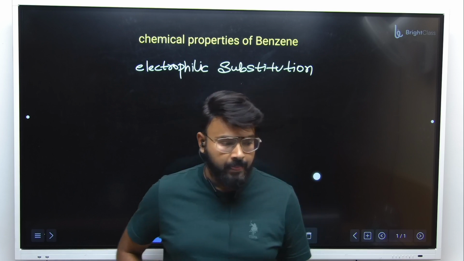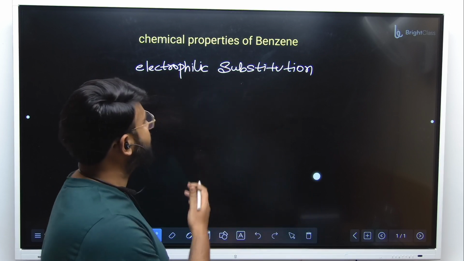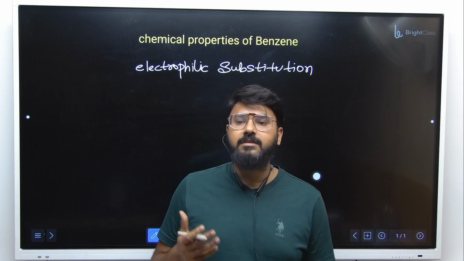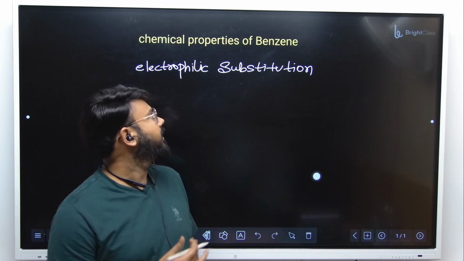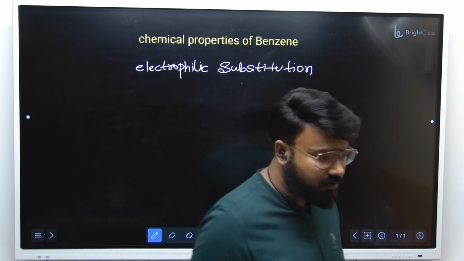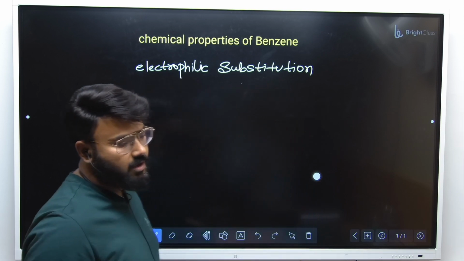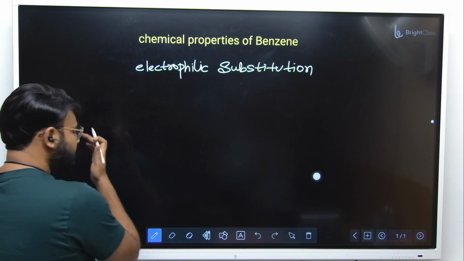27th, all right, okay. So I want you to just take a note of this. We have started with chemical properties of benzene, and the first thing we are doing is electrophilic substitution. Quickly take a note of it. Electrophilic substitution we are starting.